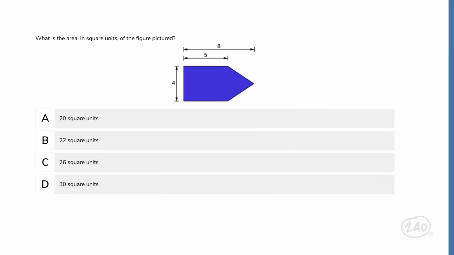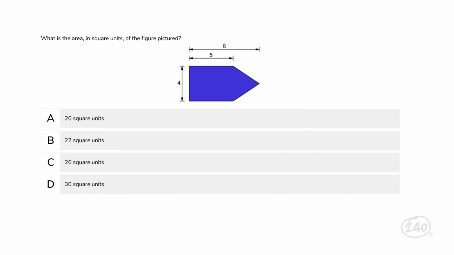How you doing? Hanging in there? One more category to go. Here comes a question on shapes. What is the area in square units of the figure pictured?